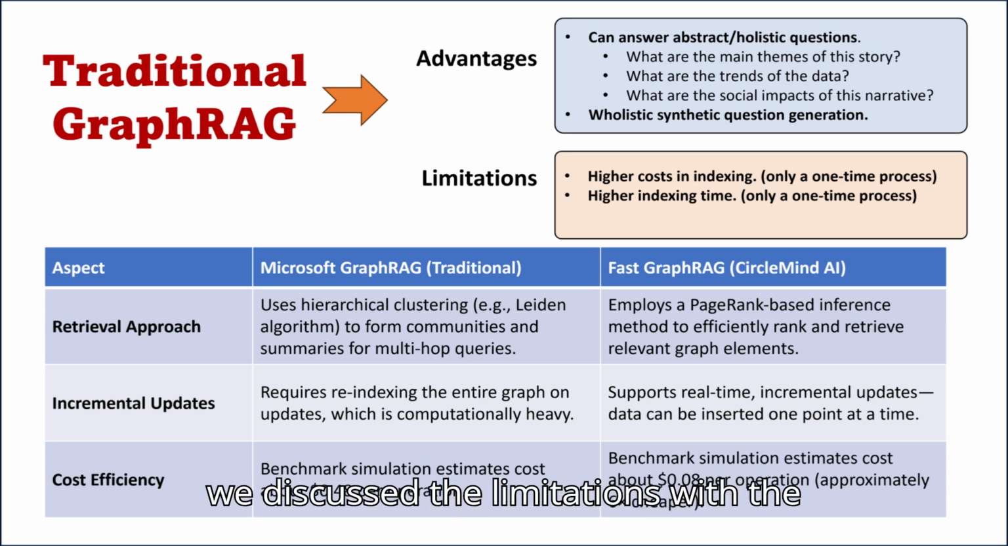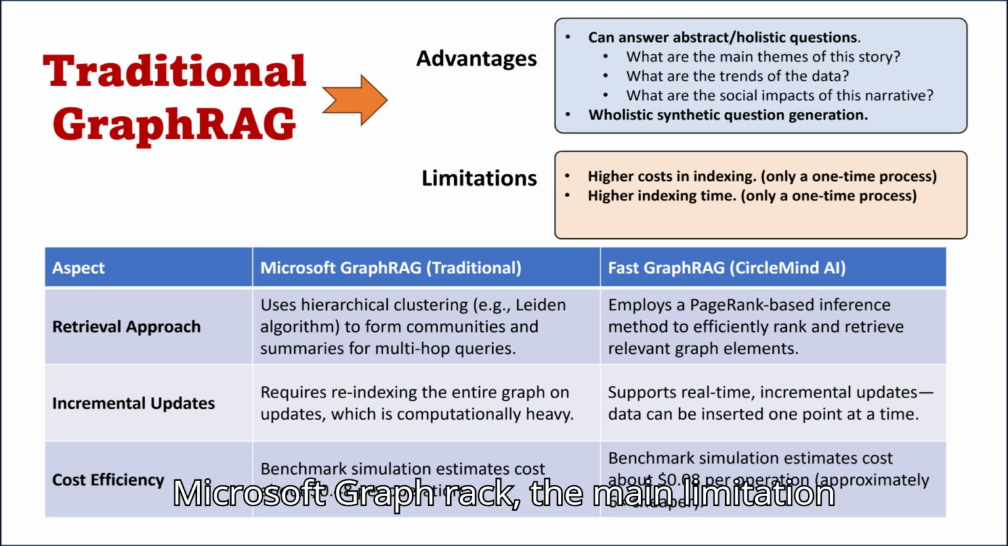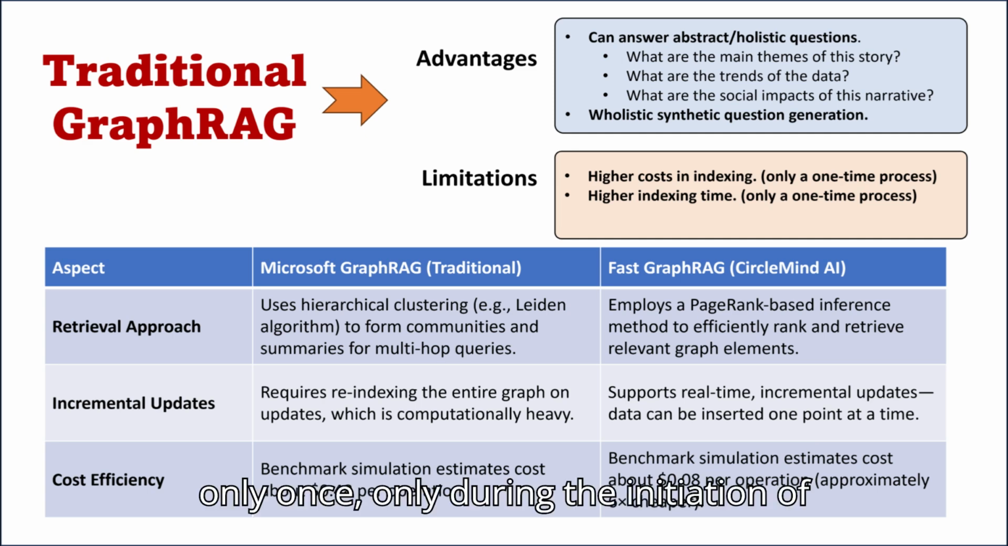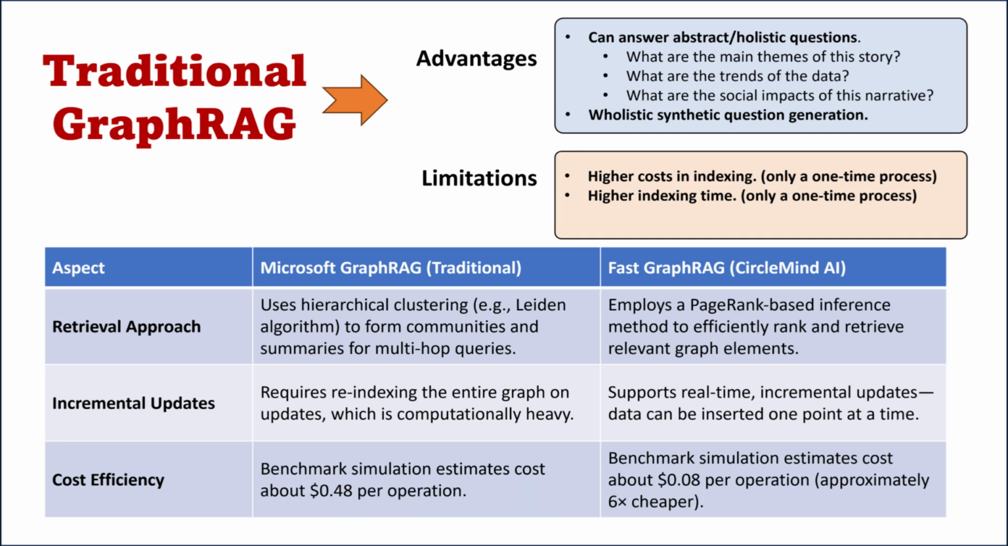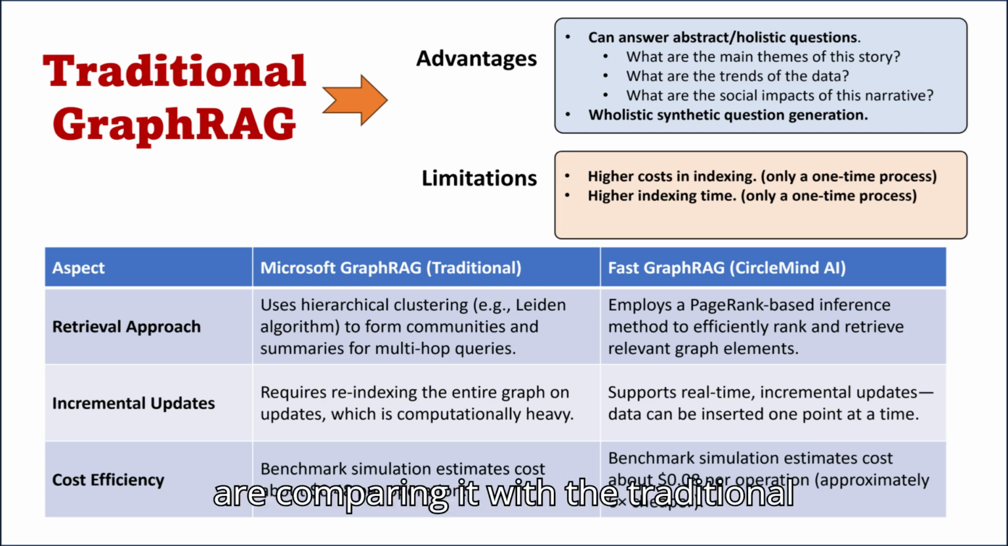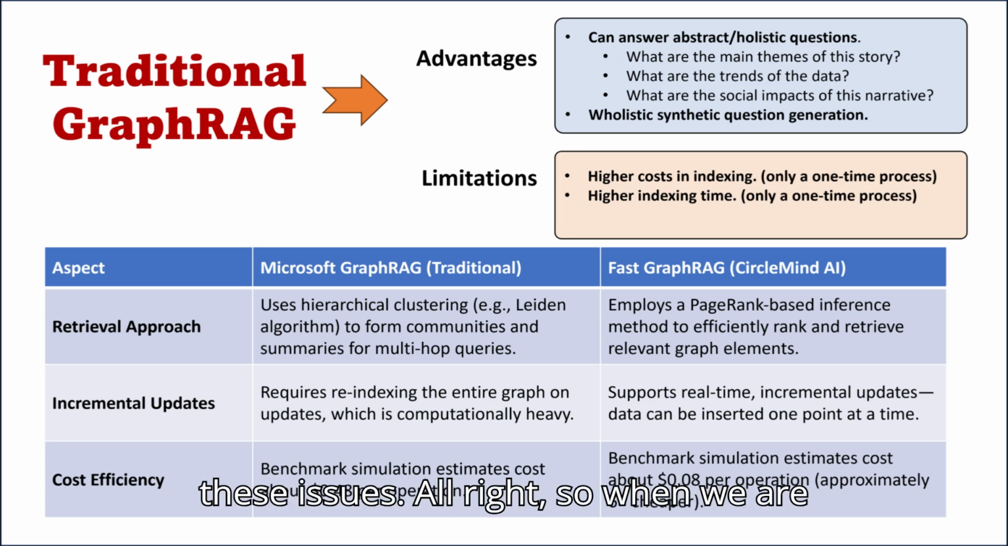And also we discussed the limitations. With the Microsoft GraphRAG, the main limitation was the higher cost and higher indexing time. Both of these issues come up only once, during the initiation of the graphs, but yet this is a considerable amount of cost as well as time when we are comparing it with the traditional retrieval augmented generation. So basically with fast GraphRAG, we can solve both of these issues.